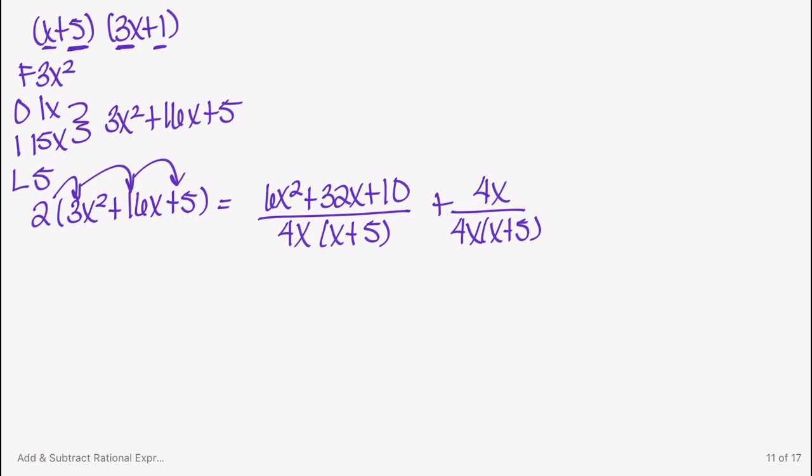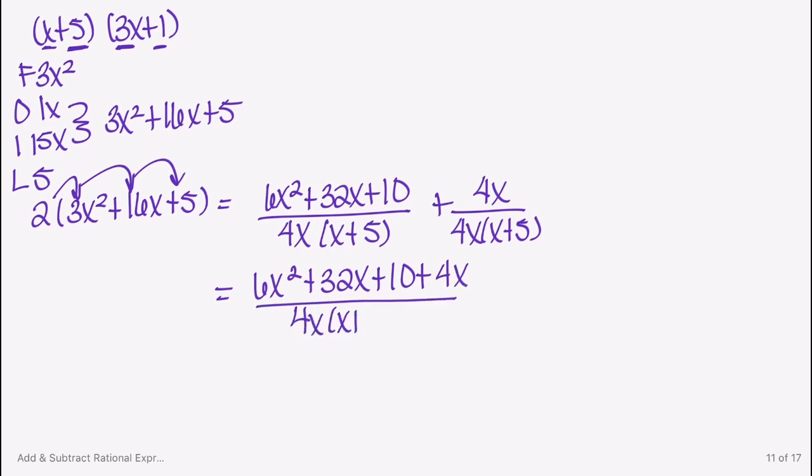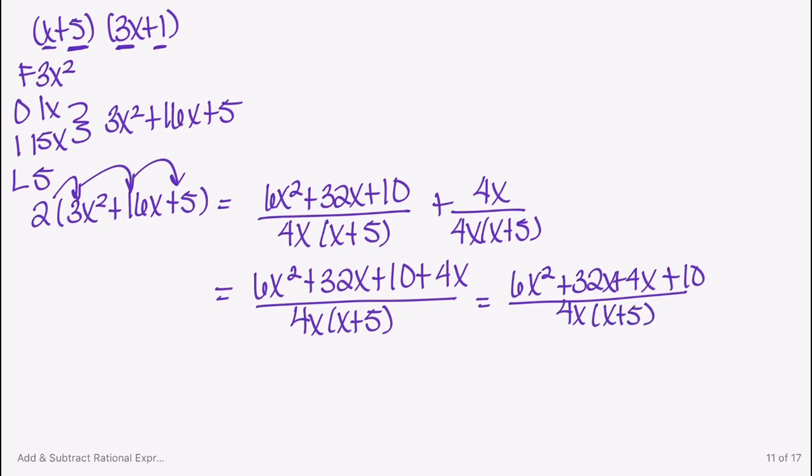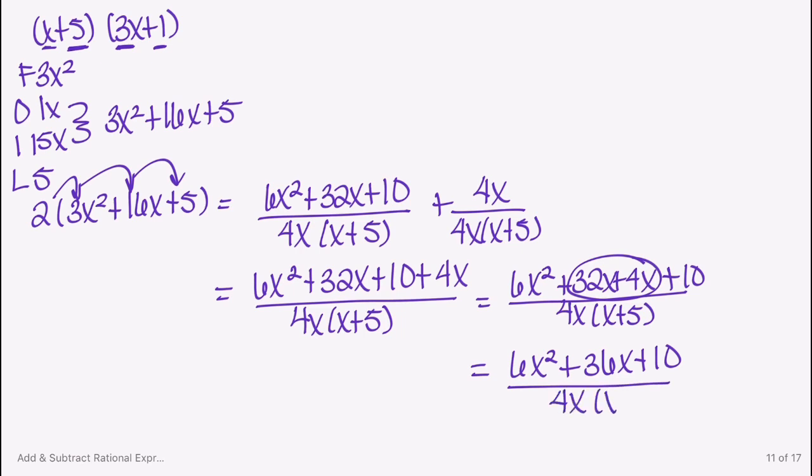So when I do that, now I have a common denominator, so I can go ahead and add these two expressions together. So I have 6x squared plus 32x plus 10 plus 4x over 4x times x plus 5. So now I'm going to rearrange this so my like terms are together. So I have 6x squared plus 32x plus 4x plus 10 over 4x times x plus 5. So when we do that, we have 6x squared plus 32x and 4x is 36x, and then plus 10, and that's over 4x times x plus 5.